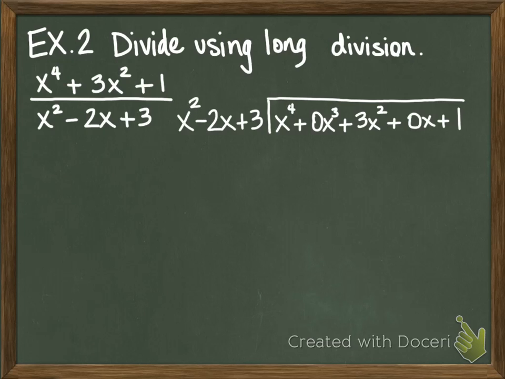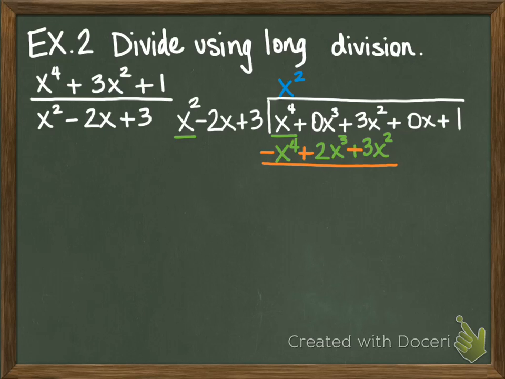So, don't worry about all the extra stuff. We're just comparing the first two terms of the outside and the inside. So I want to know x squared times what equals x to the 4th. Well, that's going to be x squared. Now I multiply x squared times all three terms on the outside. So this is going to be x to the 4th minus 2x cubed plus 3x squared. I'm going to draw the line, change all the signs.